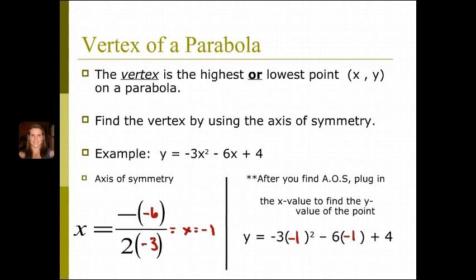Okay, negative 3 times negative 1 squared, minus 6 times negative 1, plus 4 gives you y equals 7. So this whole thing you can just plug straight into your calculator. Be sure to use your parentheses. So your vertex is negative 1, 7, and it needs to be written as an ordered pair because it is a point on the coordinate plane.